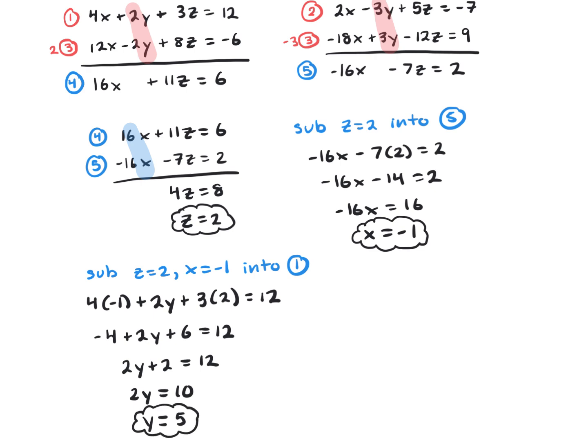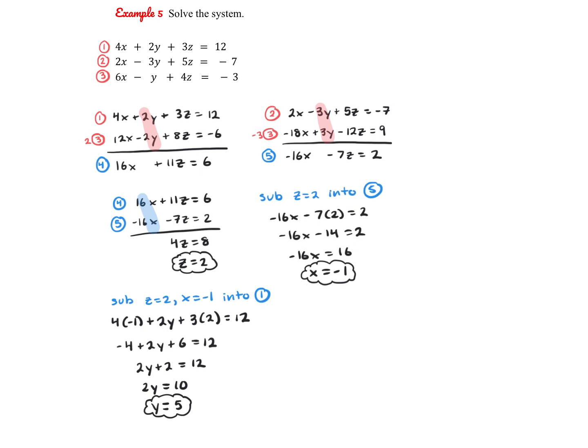So for this, instead of writing it as an ordered pair, we're going to write it as what's called an ordered triple. It always goes in alphabetical order, x, and then y, and then z. So negative 1, 5, 2 is our answer.